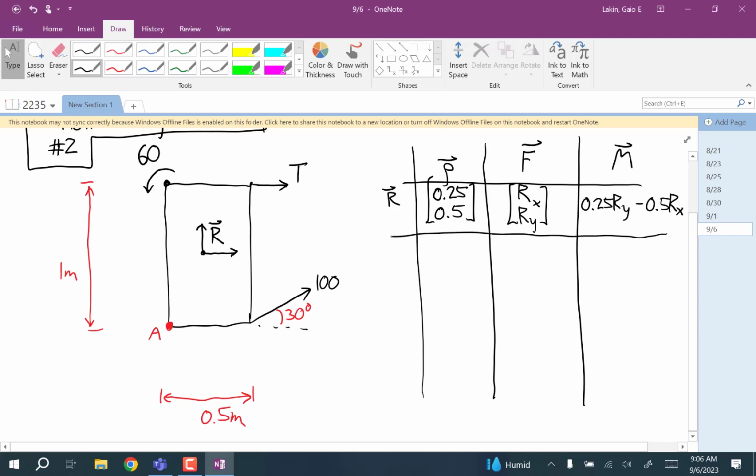And remember, that actually is a vector. That's just the z component of the vector, because we're in 2D. Next, I'll do the 100 Newton force. The row vector is 0.5, 0. The force vector is 100 times cosine and sine of 30. So that's 86.6 and 50 for y. And so the cross product is positive 25.